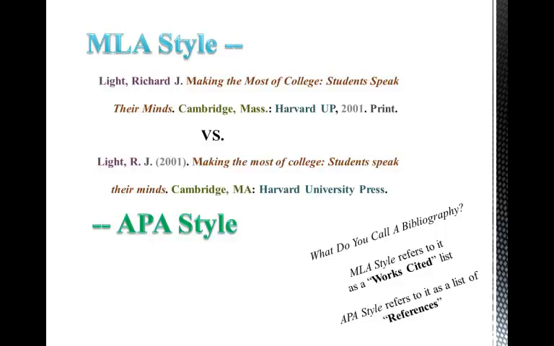A brief note about terminology. A bibliography is a list of all the sources used in a research paper. MLA style calls this a list of works cited. APA style refers to the list as references. They are the same thing, just named differently.